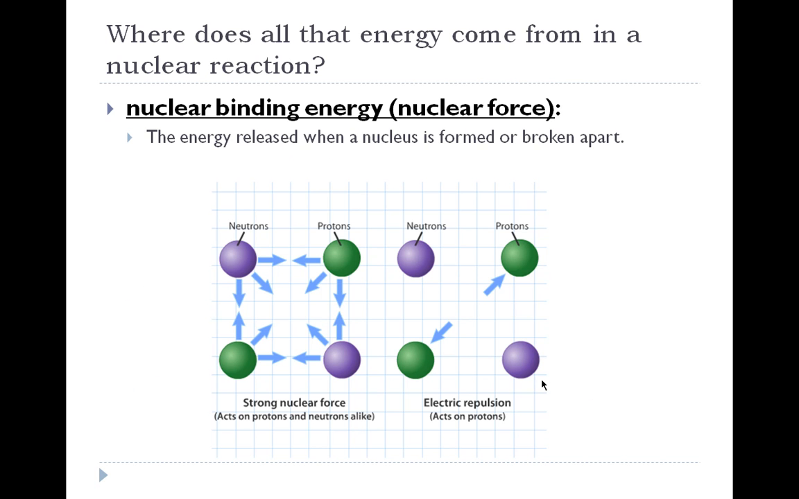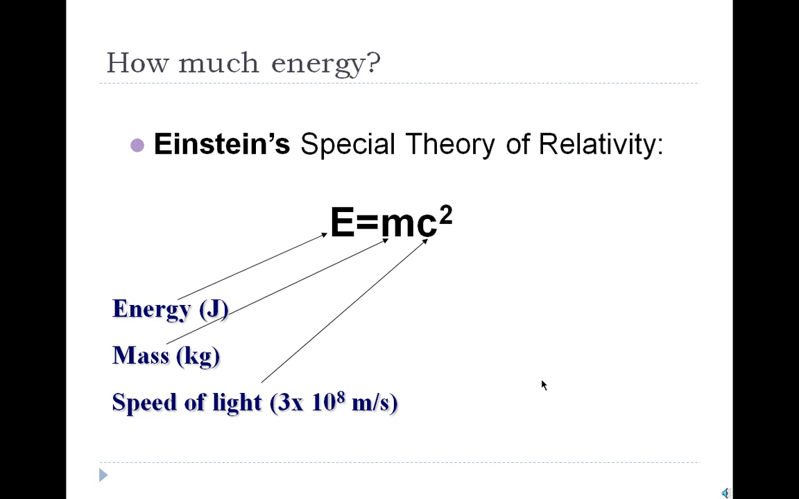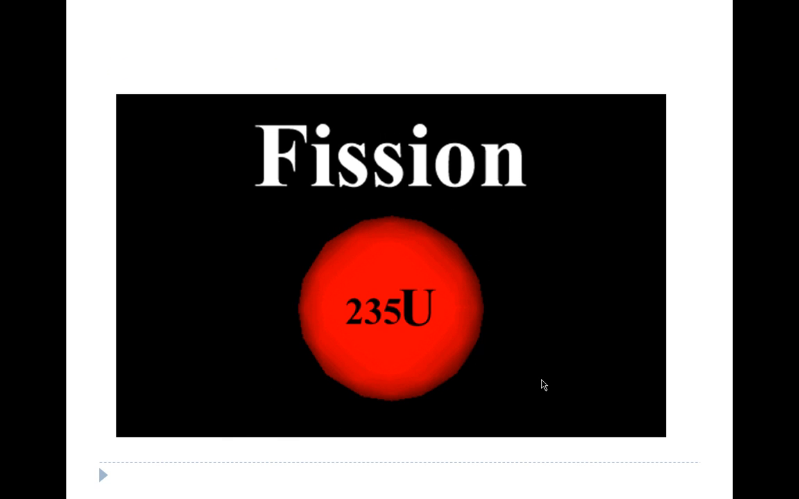The energy is released when a nucleus is formed or broken apart. This is just a simplification of it, of course. It's a lot of energy to counteract those protons repelling. You can calculate that energy because a little bit of mass is lost when the nucleus breaks apart or is formed. And this is called Einstein's special theory of relativity, and you guys know it as E equals mc squared. And by that mass change, you can measure how much energy was released.